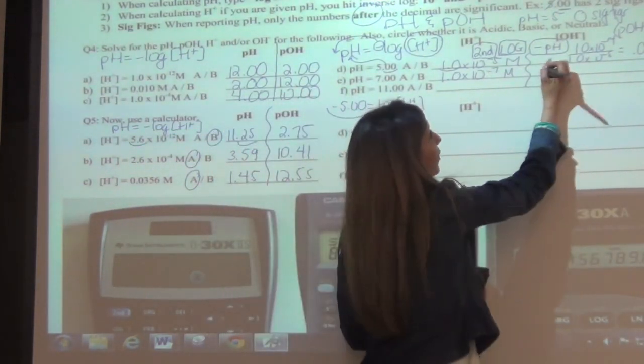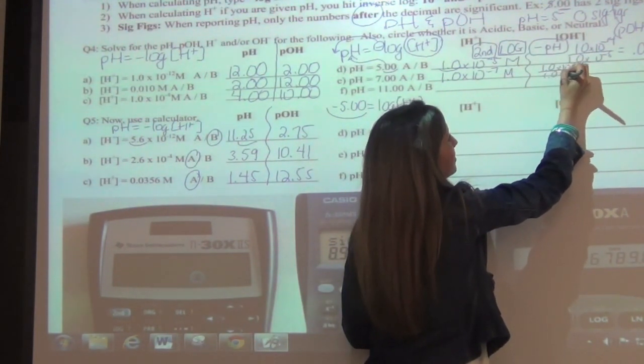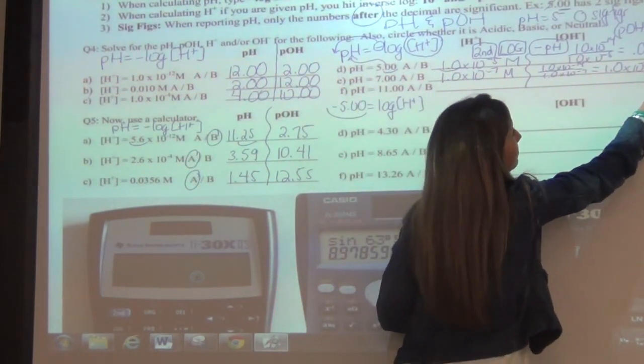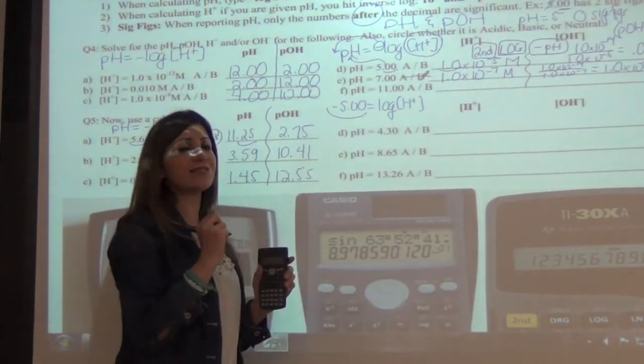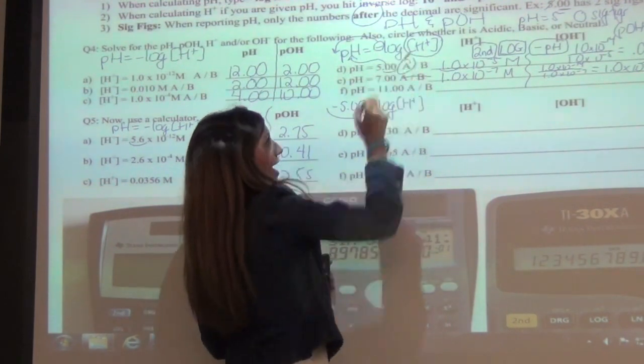If you go to do your OH minus, 1 times 10 to the negative 14 over 1 times 10 to the negative 7, you still get 1 times 10 to the negative 7 molar. So we would call that a neutral solution. It's not acidic or basic. And by the way, if the pH was 5, this would be an acid.